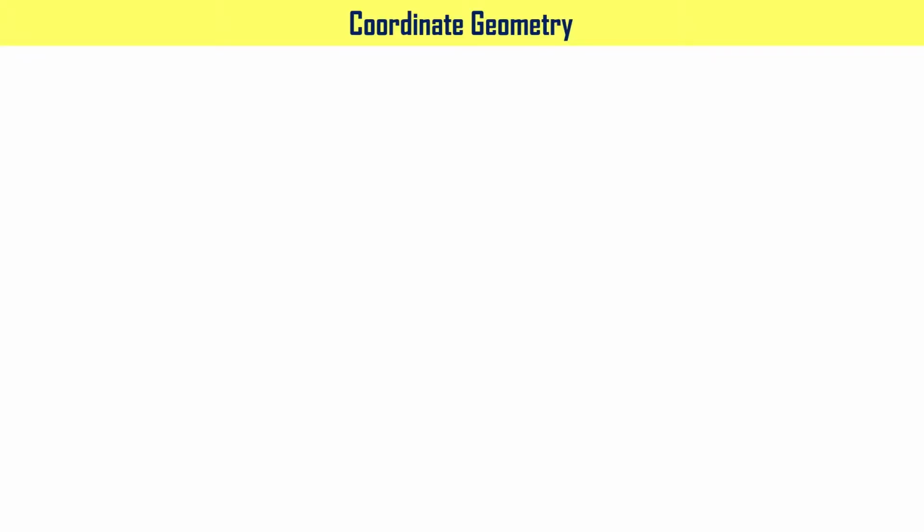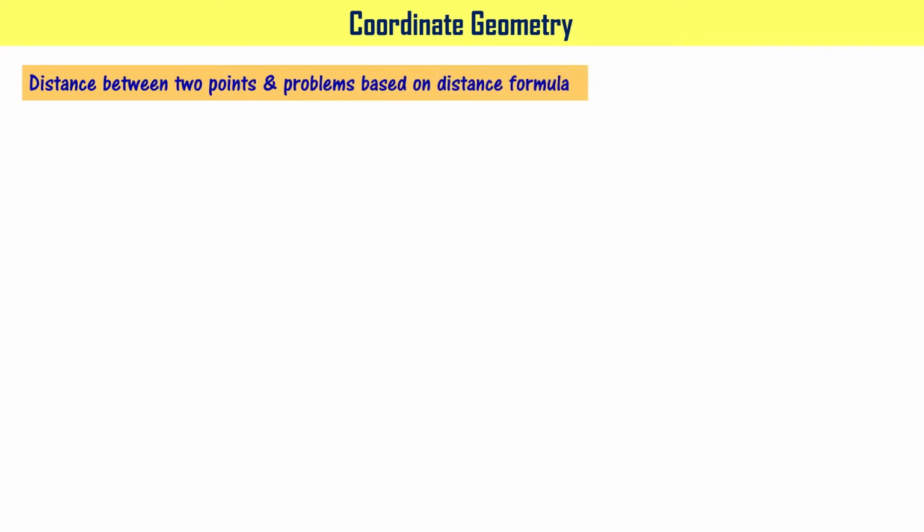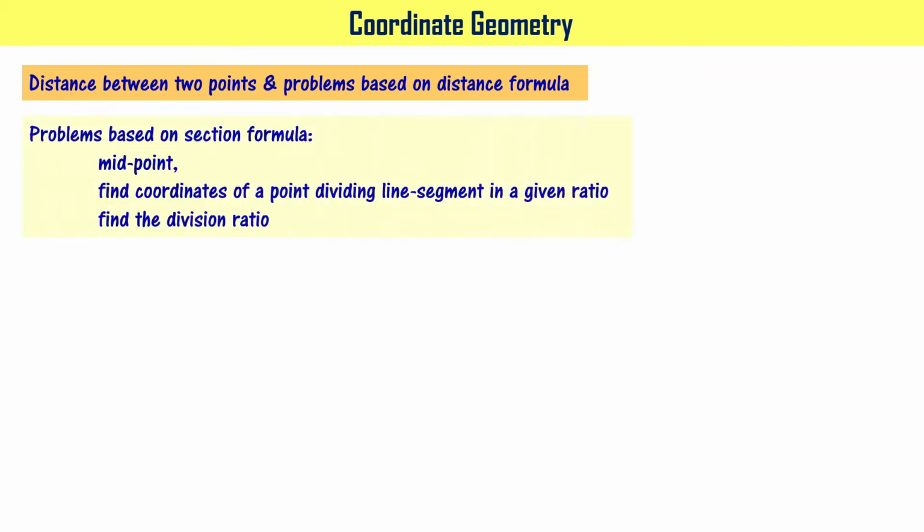Based on my analysis of previous question papers, here I'm going to list a few important topics from the coordinate geometry chapter. They are the distance between 2 points and problems based on the distance formula. Problems based on the section formula, that are finding the midpoint of a given line, finding the coordinates of a point dividing the line segment in a given ratio, and finding the division ratio given a point.